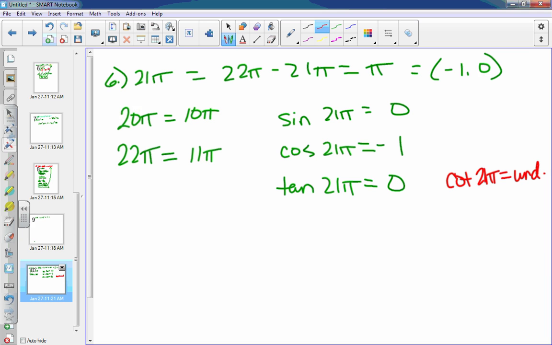And now what is going to be the secant? Put this over 1, it's still -1, right? What is going to be the cosecant? Put this over 1, and that's going to be 1 over 0, which is going to be what? Undefined.